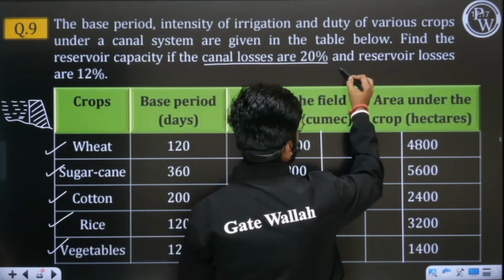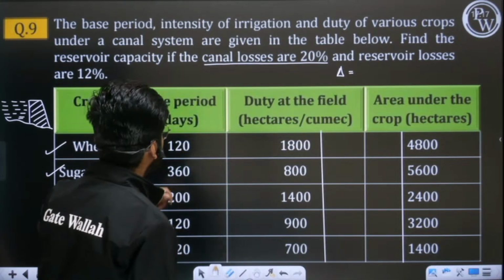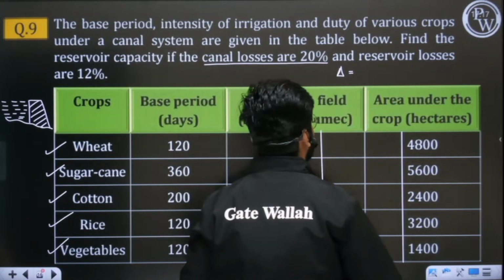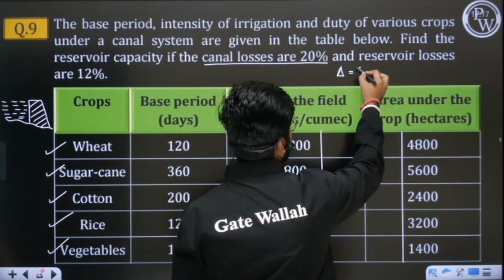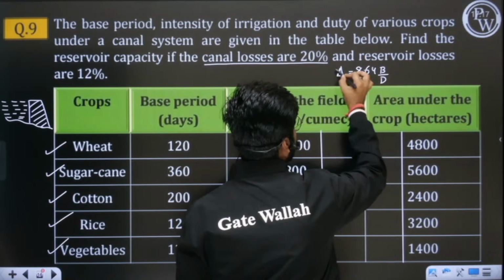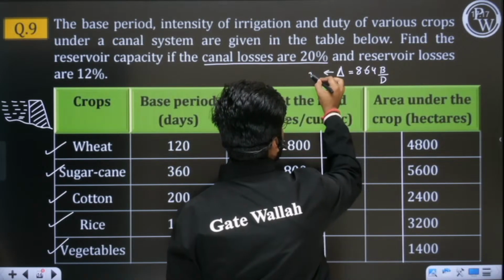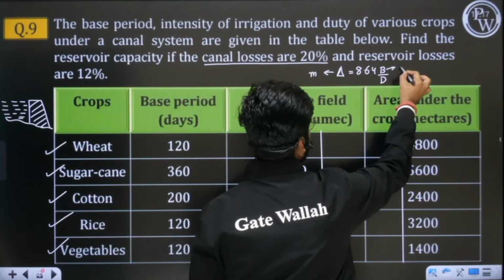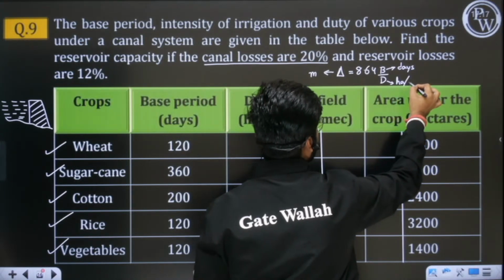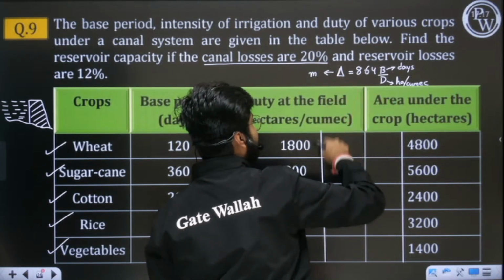So what is the formula for delta? Duty is given, base period is given, and if I want to find delta in meters, it is nothing but 8.64 B by D. I hope you know this formula. How many of you know this formula? Here you will get delta in meters, base period you have to put in days, and duty is in hectare per cumec. So you will apply this formula and evaluate delta for each and every one.